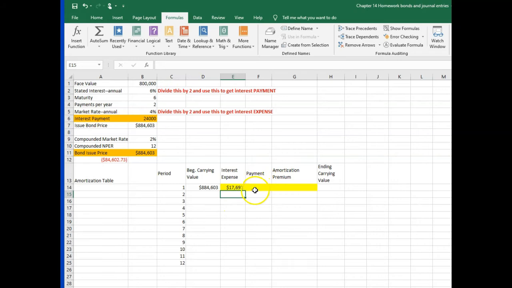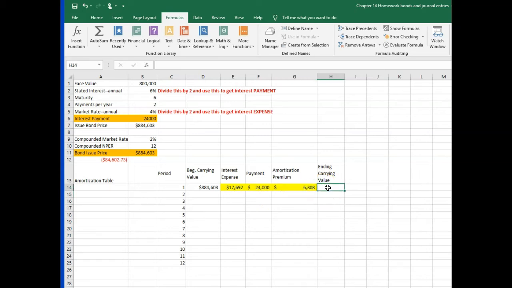Next thing, payment. This is written on the bond, and I have no choice but to pay it. And we already computed it up here as $24,000 every 6 months. Okay, I'm going to go ahead and make this a stationary cell as well. Get those dollar signs in there. Amortization is the difference between these two amounts, so I'm going to just do this, and that ends up being that.